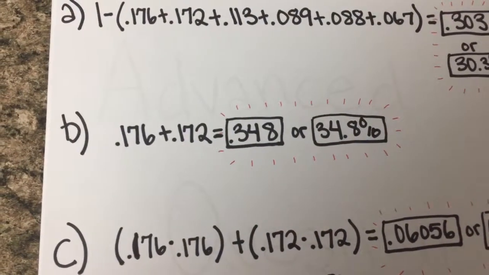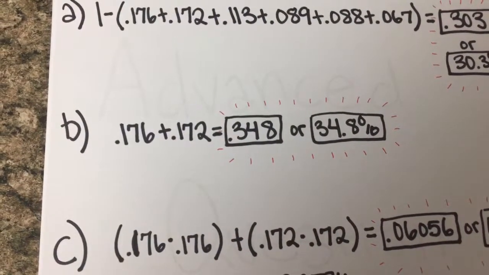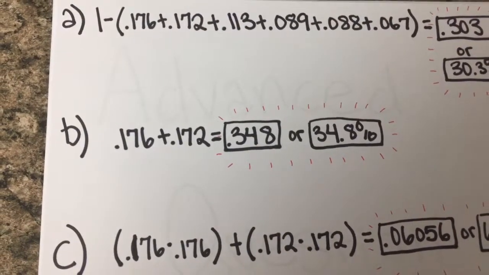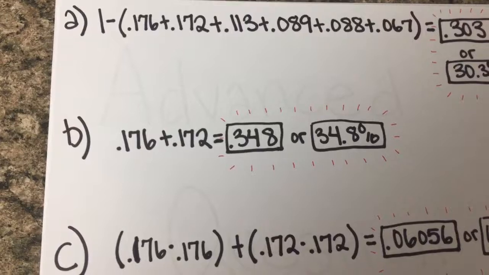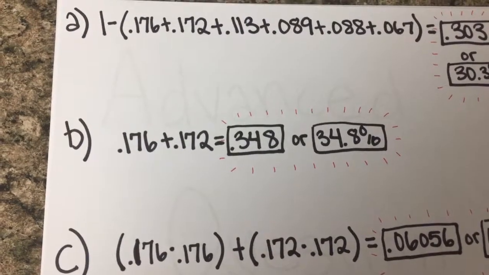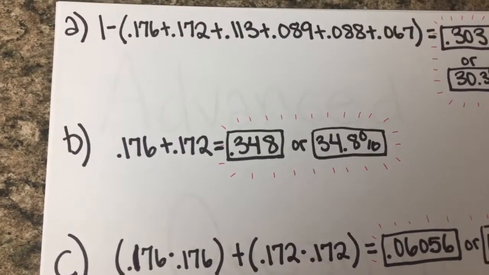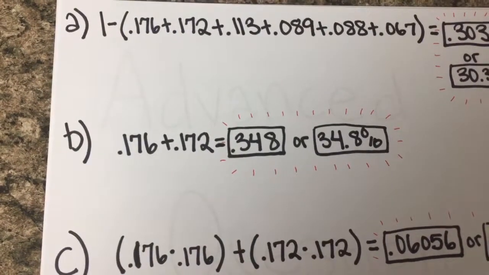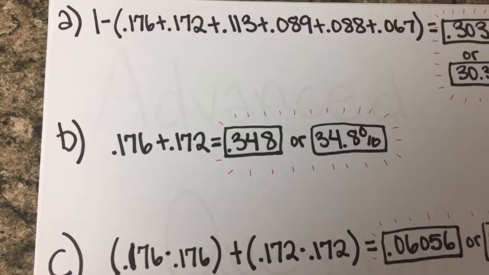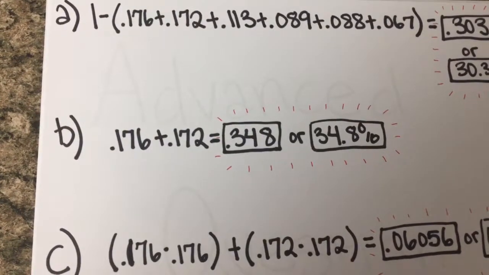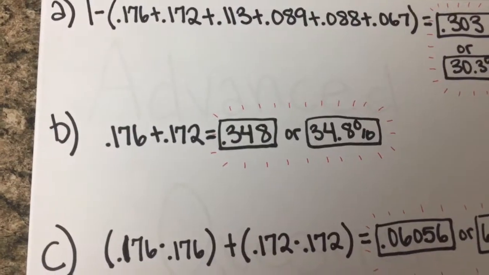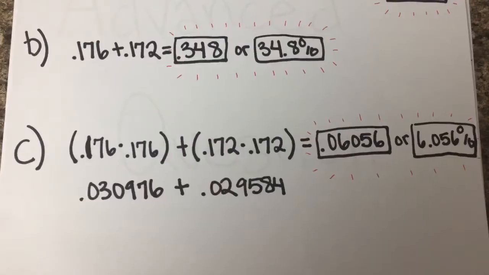For part B, it asked, what is the probability that a randomly chosen vehicle is either silver or white? And "or" is a keyword for the addition principle of stats. So you needed to add the probability of silver cars and white cars. And that was 0.176 and 0.172. And that gave you 0.348 or 34.8%.